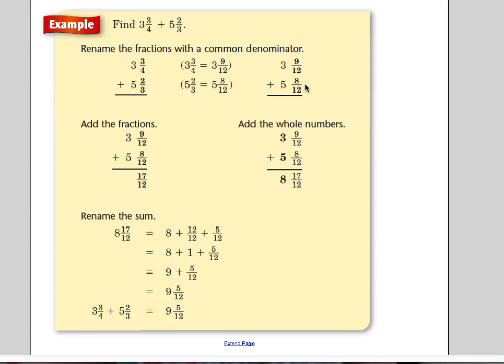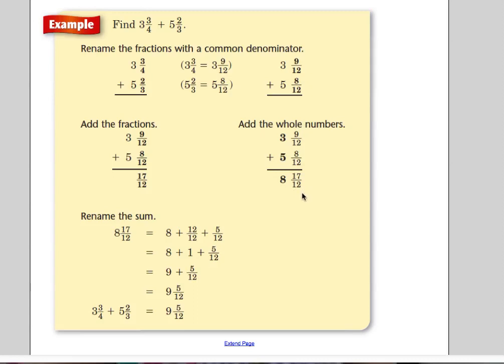Next, we add up the fractions just like we would normally add fractions. So we're going to add the numerators and keep the denominator the same. 9 plus 8 is 17. Our denominator is 12. So when I add the fractions, I get 17/12. This is a part that some people forget: don't forget to add the whole numbers. I've got 3 plus 5, and that's 8. So the answer to this problem, 3 3/4 plus 5 2/3, is really 8 17/12.